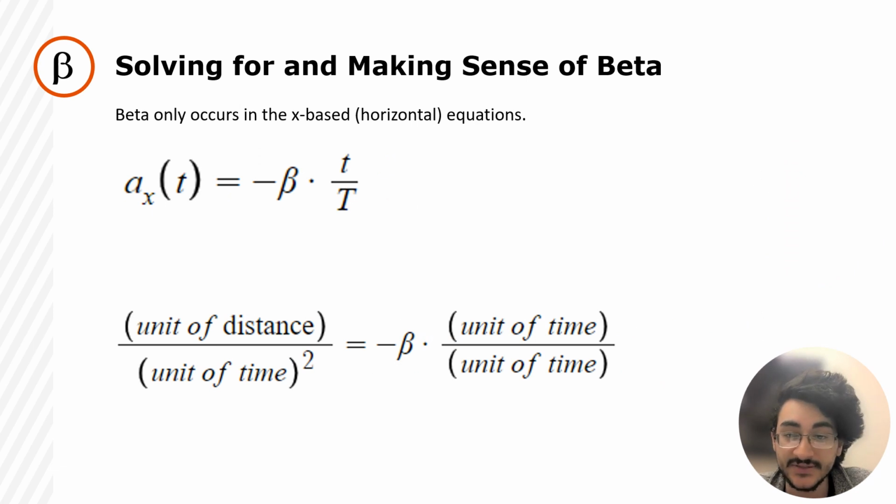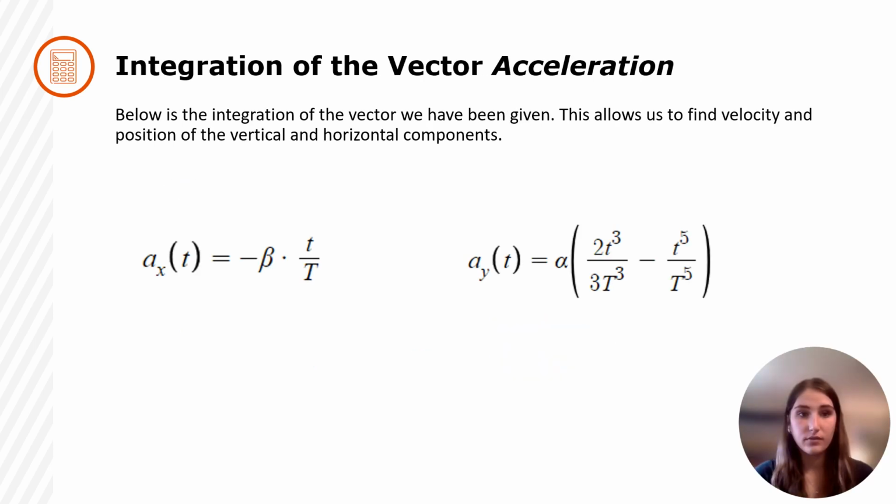Using the same process that we did for alpha, we can solve and make sense of beta by writing out the units of each of the pieces inside of the x-based or horizontal component. In doing this, we can see that t is a unit of time, both the uppercase and lowercase, using the same claims as we just did before, meaning that beta is also a constant of acceleration and has to be distance over time squared. We split the equations up into different components, where x hat is the x component of the vector and y hat is the y component of the vector.